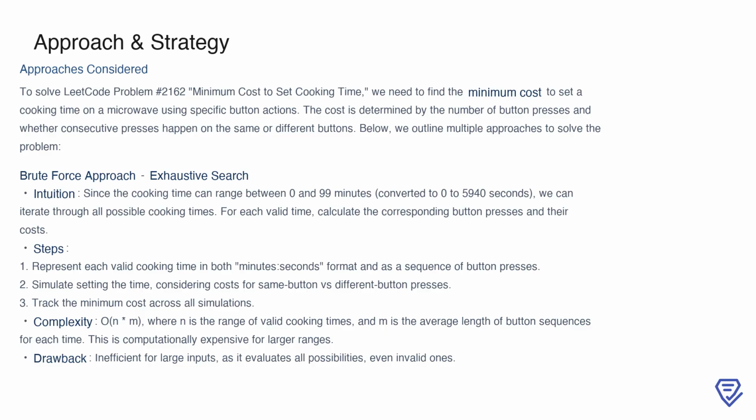The idea here is to exhaustively evaluate all possible cooking times, which can range from 0 to 99 minutes, or equivalently 0 to 5,940 seconds. For each valid time, we calculate the sequence of button presses required to set it and the associated cost. This involves representing the time in both minutes, seconds format and as a sequence of button presses. Then, by simulating the process of setting the time, we account for the cost of consecutive button presses, distinguishing between same button and different button costs. Throughout this process, we keep track of the minimum cost encountered.